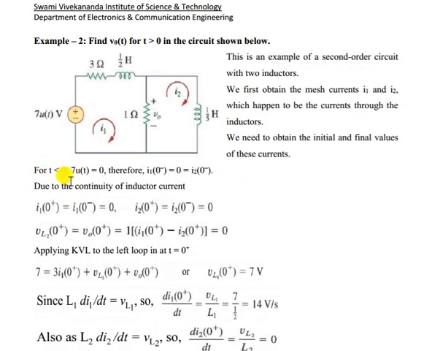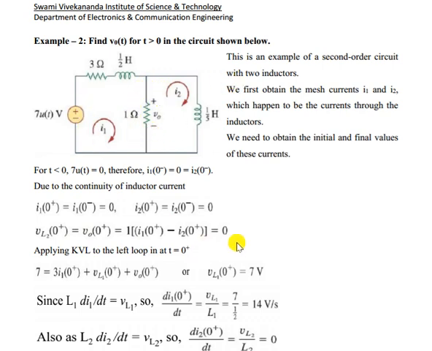For t less than 0, 7u(t) voltage is 0. If this is 0, what happens? These two currents, IL1 and IL2, or I1 and I2, are both basically 0. So both are 0, and the voltage V0 here will also be 0 because the current is 0.